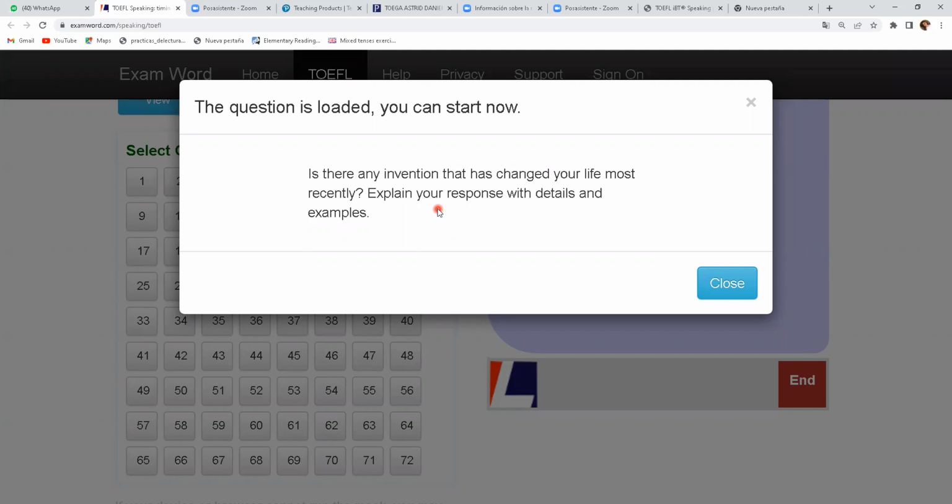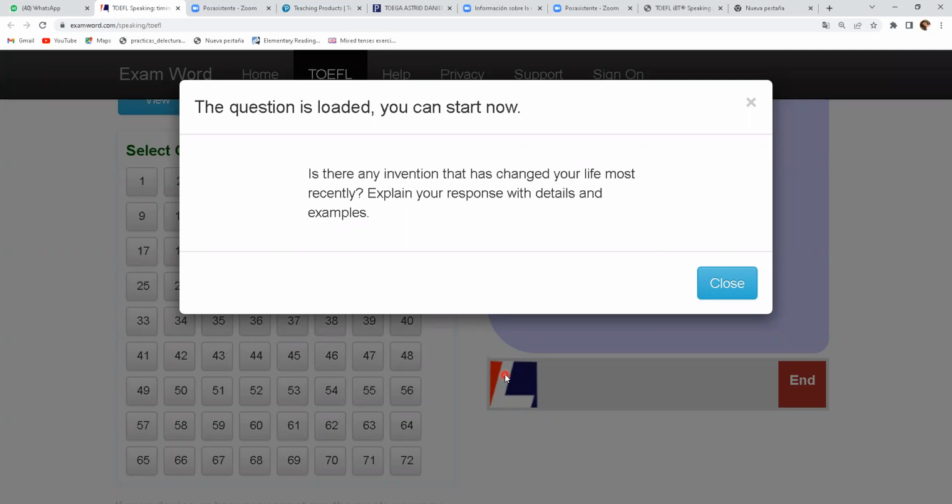Con respecto al tiempo, el de preparación son 15 segundos, ¿no? De preparación, sí. Solo que yo ahorita no te voy a tomar en cuenta el tema de los 15 segundos porque vamos a ir por partes. Pero sí, te dan 15 segundos para las independent questions, te dan 15 segundos, inmediatamente ya son 45 segundos.